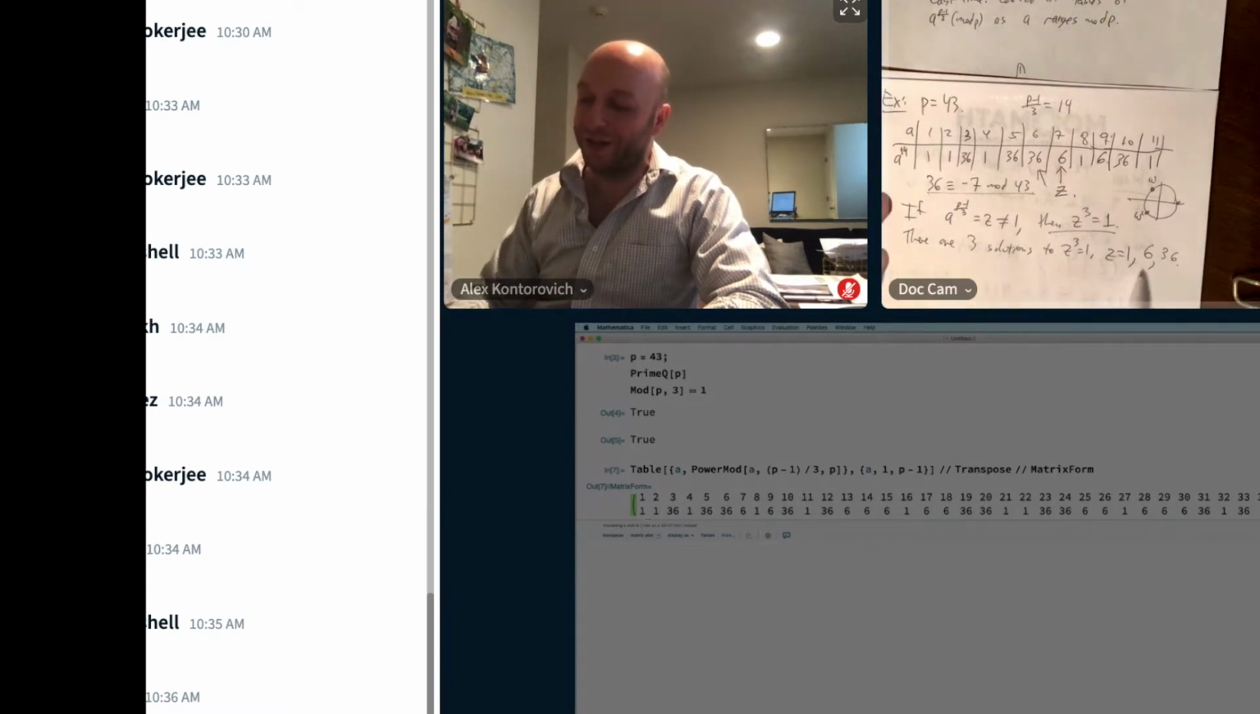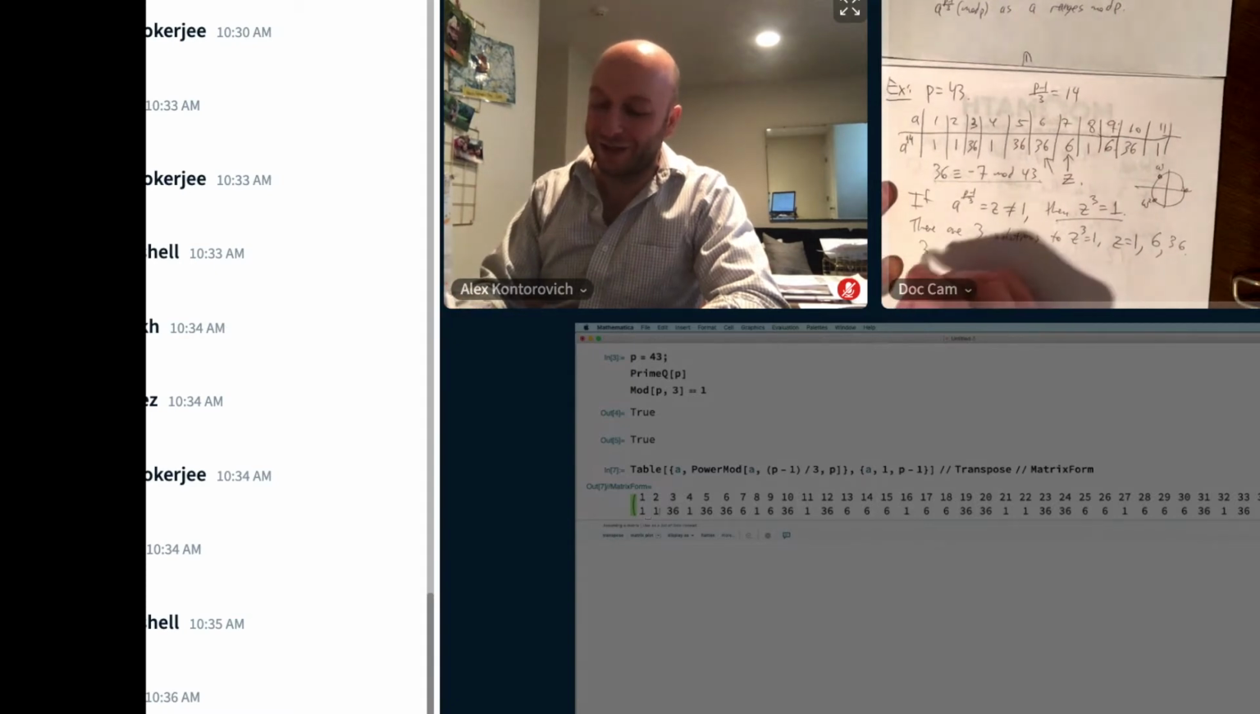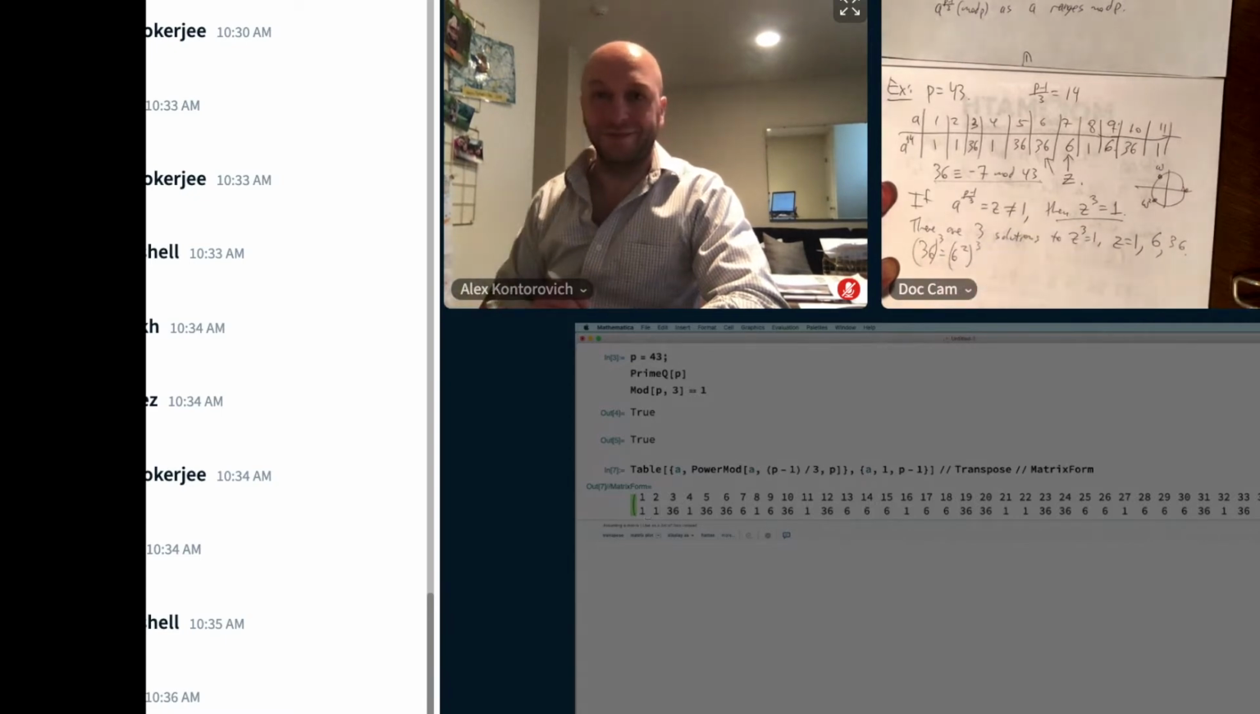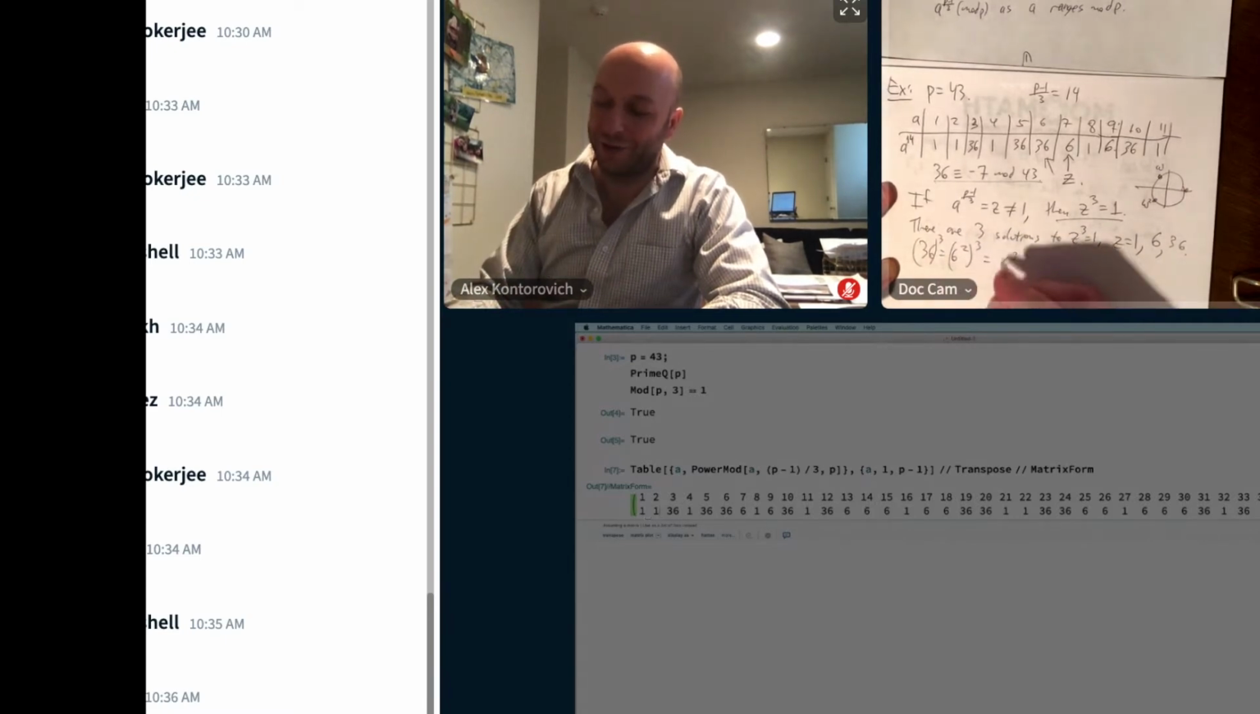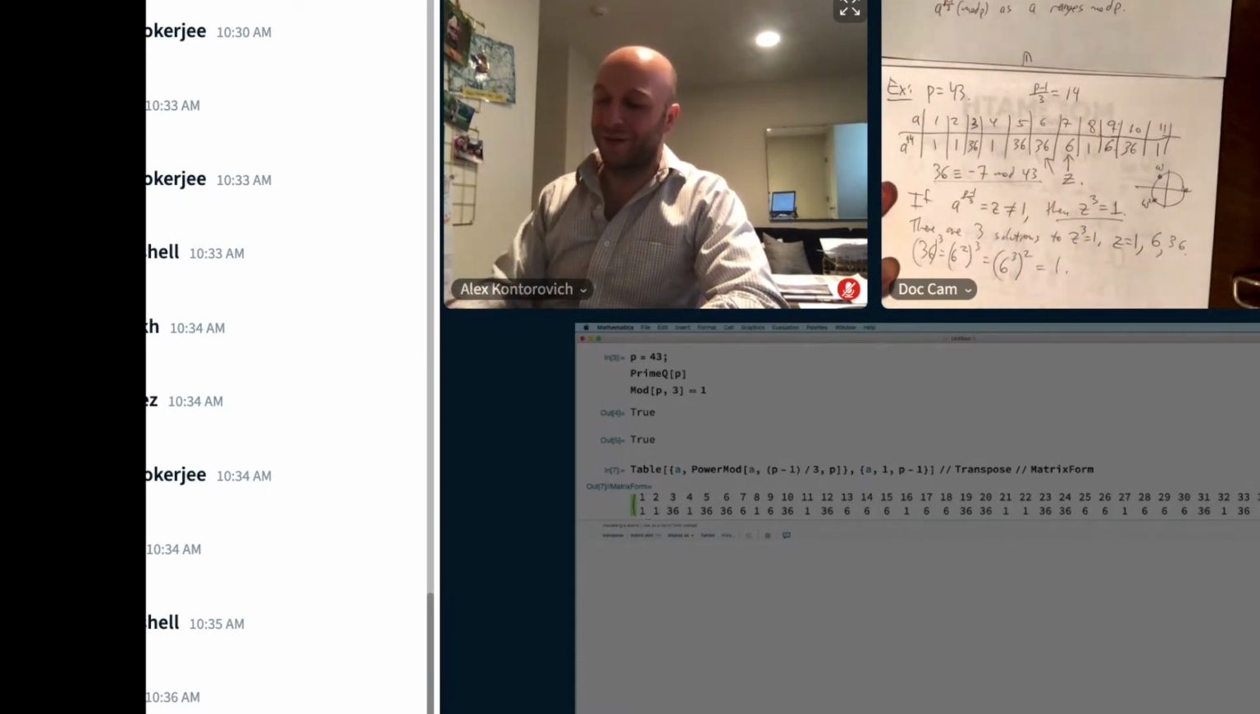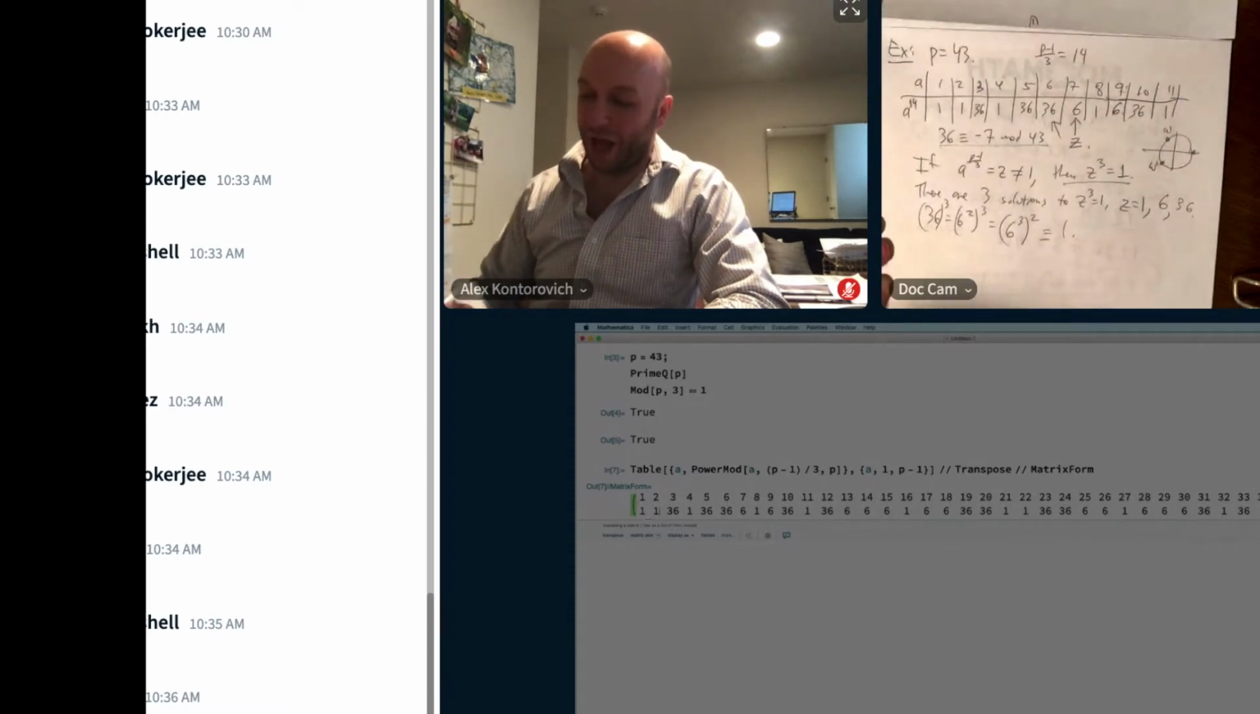So, 36 is 6 squared, and if I cube this, that's the same thing as 6 cubed squared. And so if 6 cubed is congruent to 1, then so is 36 cubed. Does that make sense? Thumbs up if that's good. So we had a cubic polynomial. There are 3 roots.